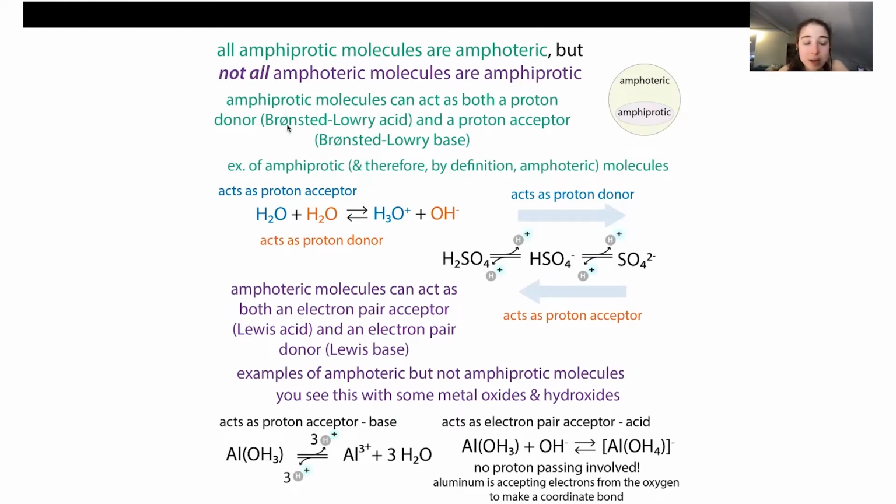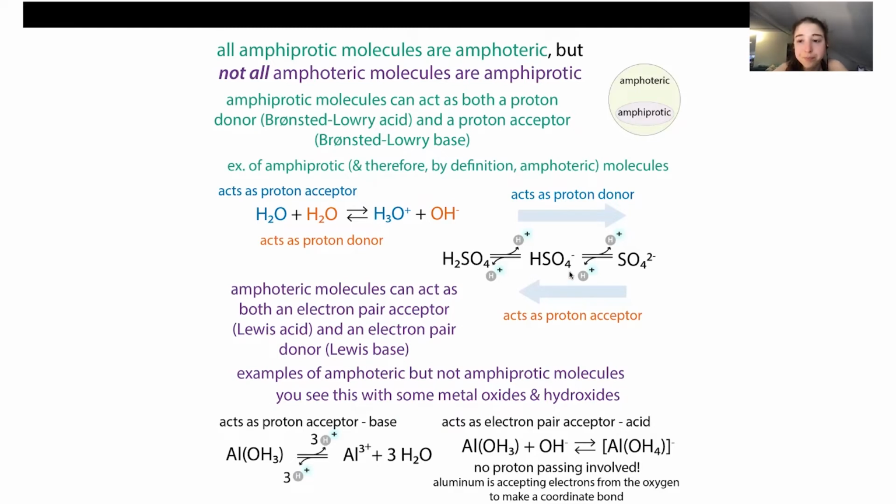And so basically here, some common examples are water. Water can act as both a proton acceptor and a proton donor. So here we're talking about amphiprotic molecules. And remember, it's also amphoteric though. You can see this copy of water is acting as a proton acceptor, so it's acting as a base. This one is acting as a proton donor. It's acting as an acid.